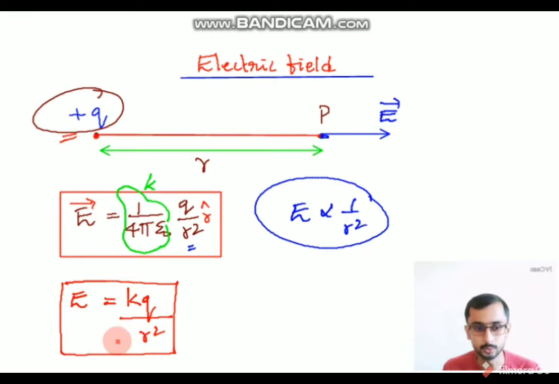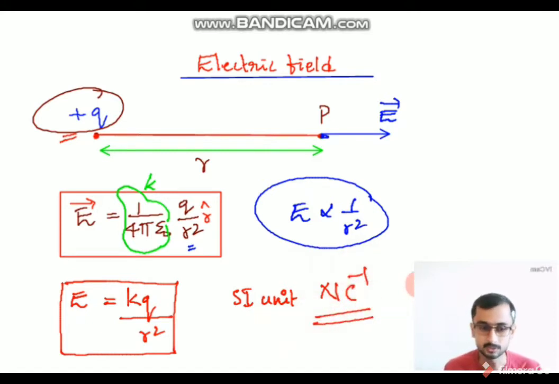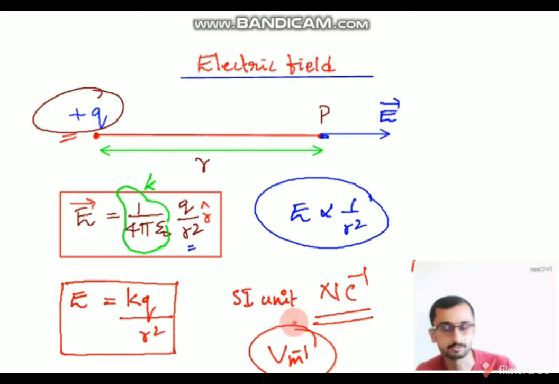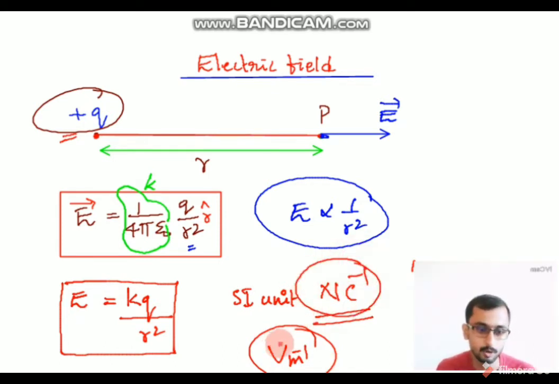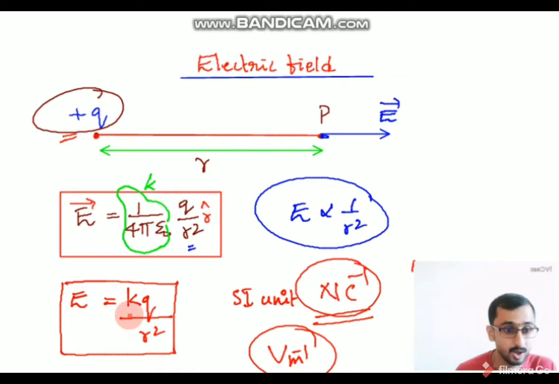And then what about the unit of electric field? Please remember, the SI unit of electric field is Newton per Coulomb, and it can also be written as volt per meter. So both are units of electric field itself. Newton per Coulomb or volt per meter. This much data is enough to solve today's problem. So let us discuss that problem related to electric field.